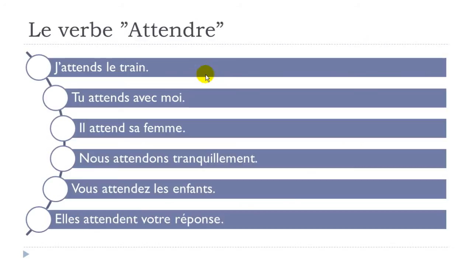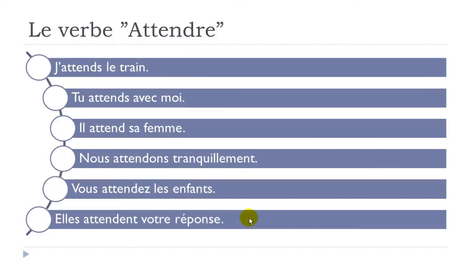So I will read them one more time, and I will read them at my normal speed. Okay? Just for you to get used, because I've been reading them quite slowly previously. Okay? So, j'attends le train, tu attends avec moi, il attend sa femme, nous attendons tranquillement, vous attendez les enfants, elles attendent votre réponse.